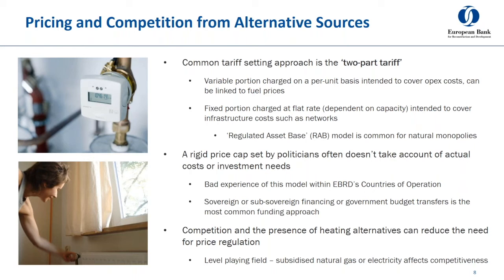A somewhat uniform approach has emerged in regulated markets. This is known as the regulated asset base model. Basically, the objective here is to cover the cost of the upkeep and necessary investments in the assets that get heat to your door, as if heat used the front door. There is much more creativity involved with setting the variable price, which is intended to cover the OPEX, or operating expenditure, and fuel costs.